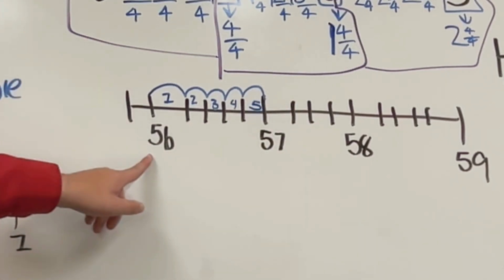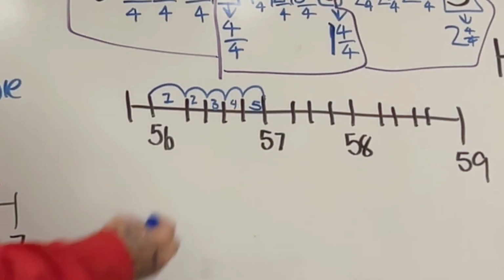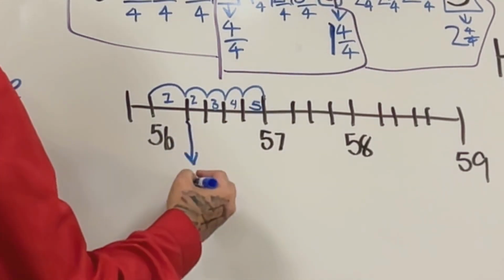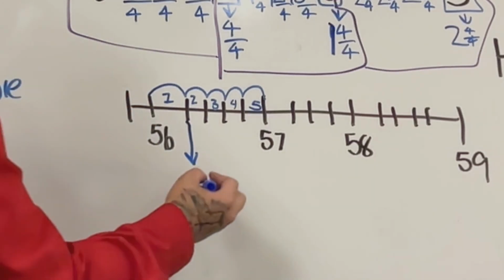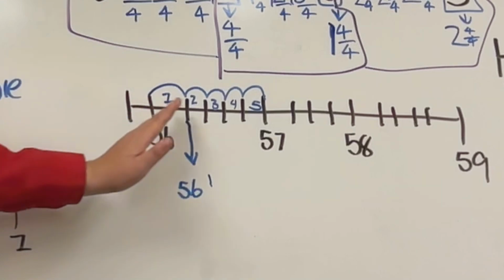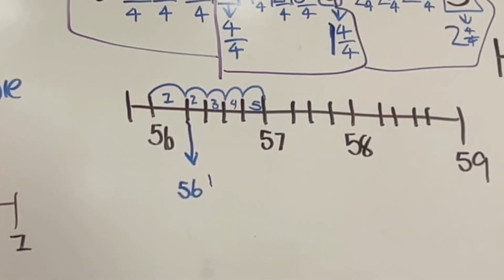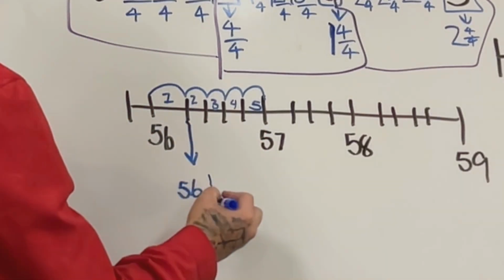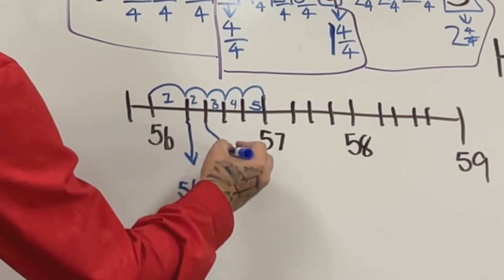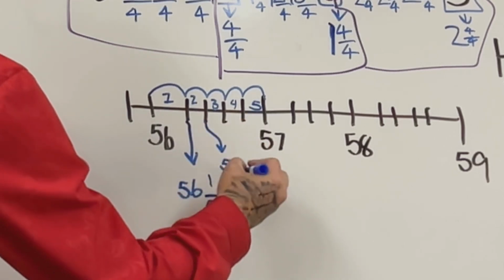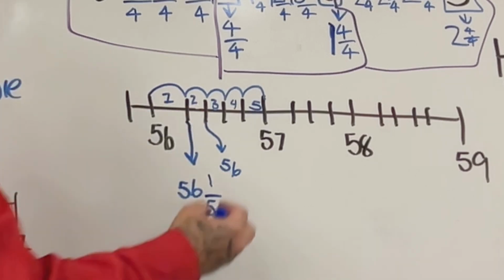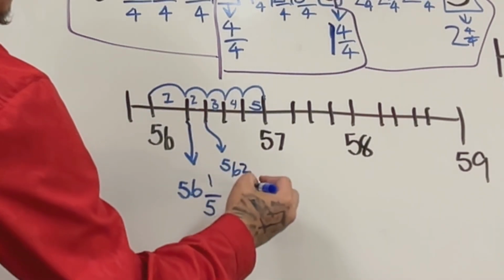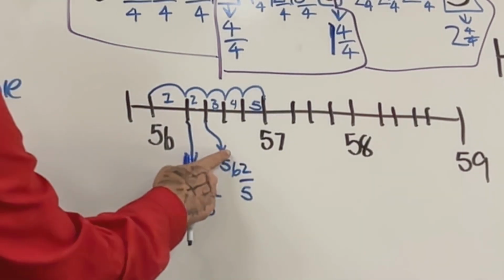What is our whole number? Our whole number is 56. So this one right here will be 56. And what space is this? 1. And what was the total amount of spaces we had till we got to the next number? 5. So this is 56 and 1/5. This space right here will be 56 and what? What space is this? 2 what? 2/5. Very good.